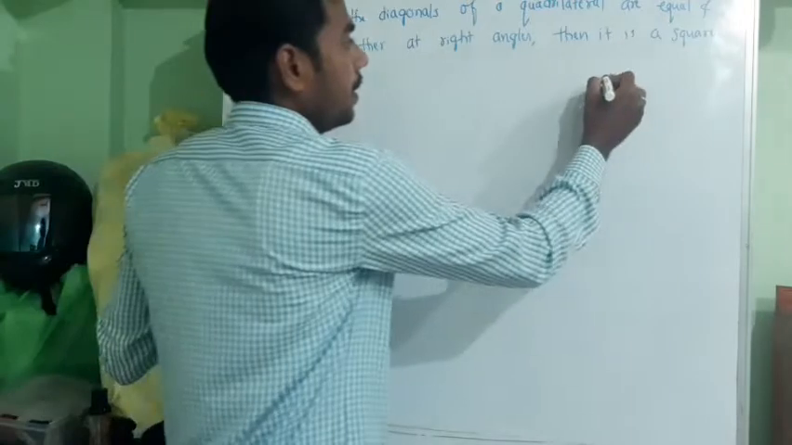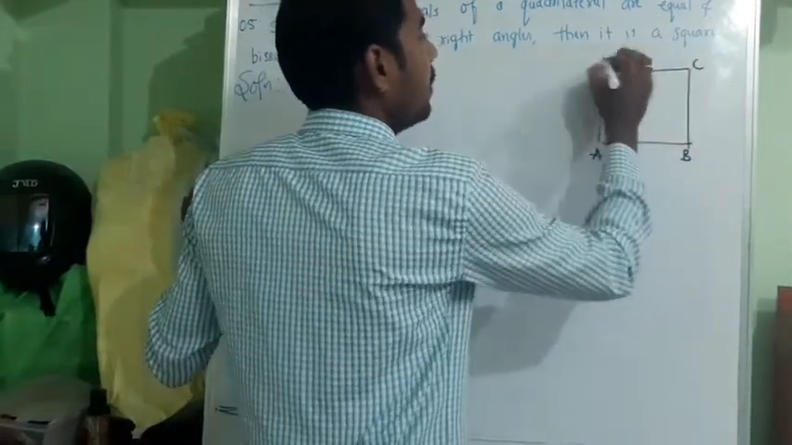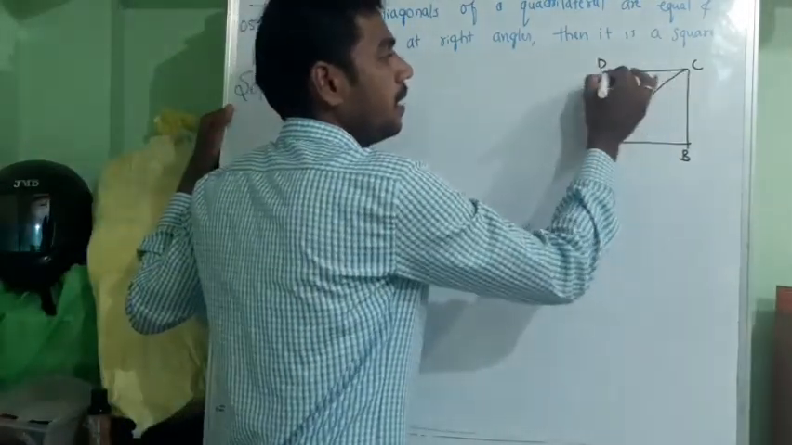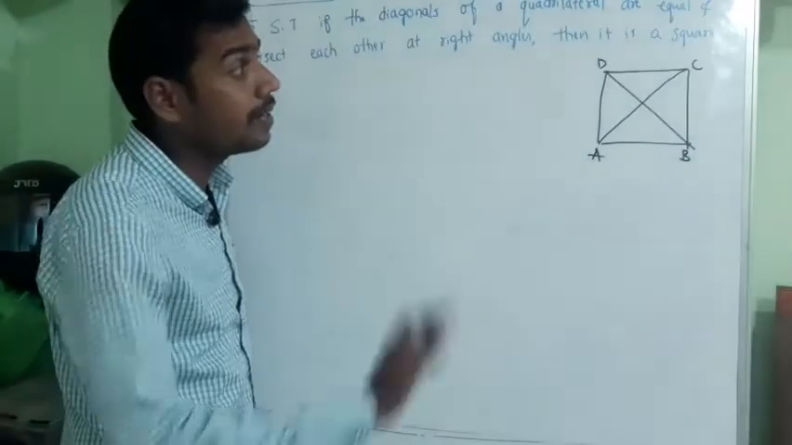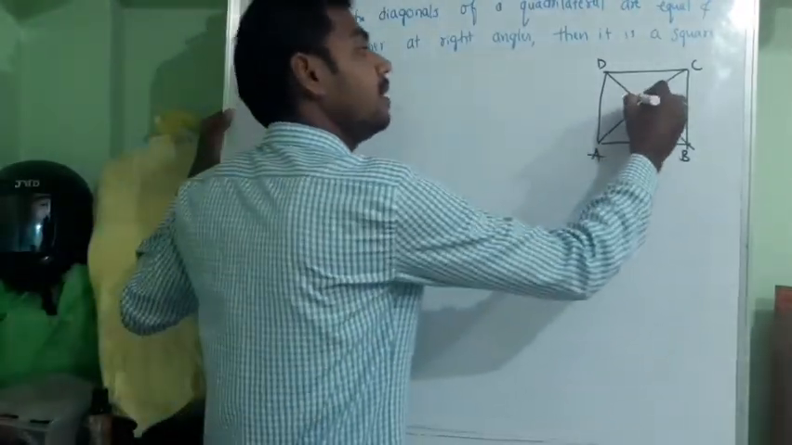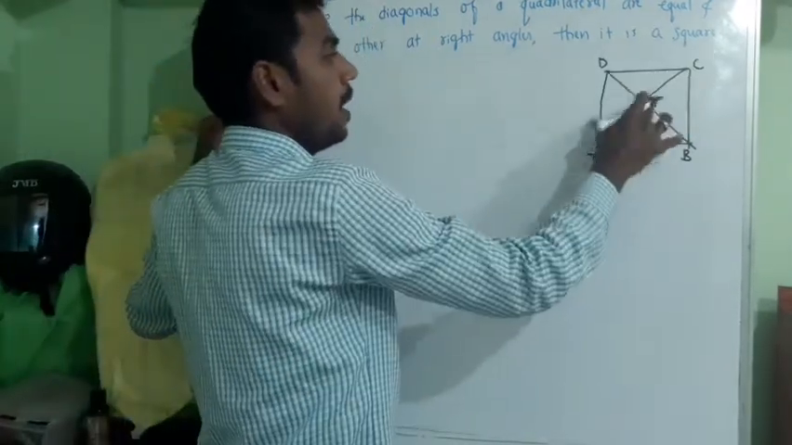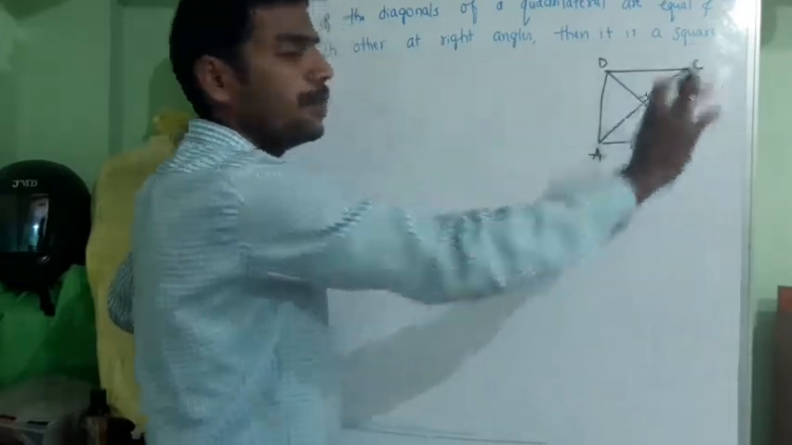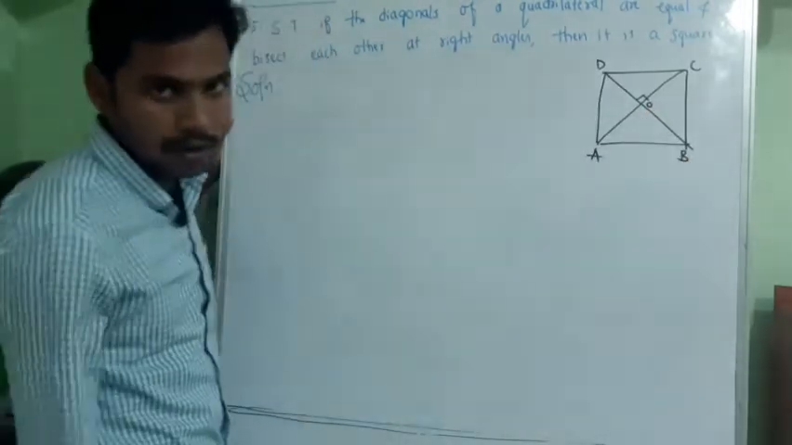See, suppose ABCD is a quadrilateral according to them. So according to the given problem, ABCD is a quadrilateral and AC is equal to BD. They are equal. See, AC and BD are the diagonals of the quadrilateral and they are equal. And they bisect each other at right angles, means CO is equal to AO, OD is equal to OB, and angle DOC is equal to angle COB is equal to 90 degrees, or else angle AOD is equal to angle AOB is equal to 90 degrees.